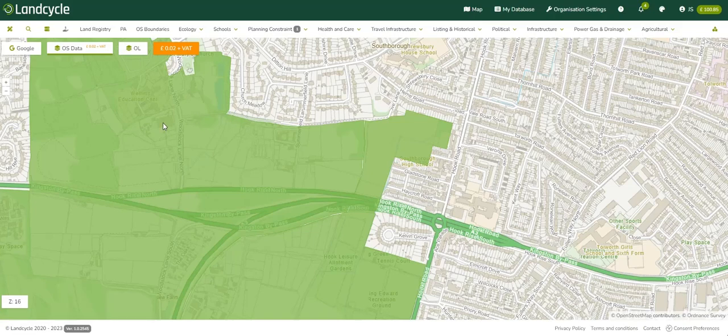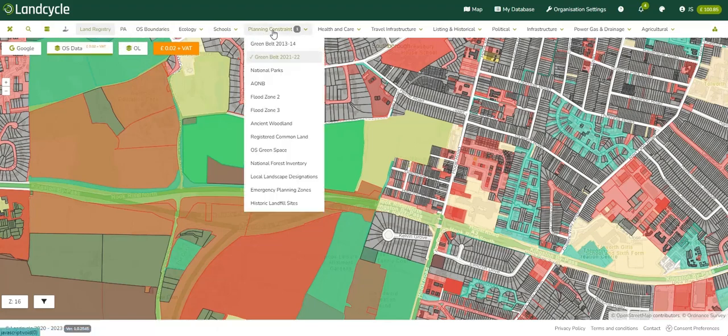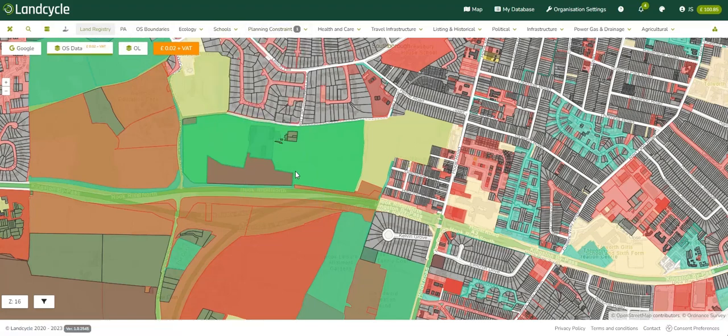So let's have a quick look at how Land Registry can help. What we do is we put on the Land Registry layer. Now, this is something that's worth saying: if you put the Land Registry layer on and you've got the greenbelt layer on, then Land Registry will go on top of that layer.